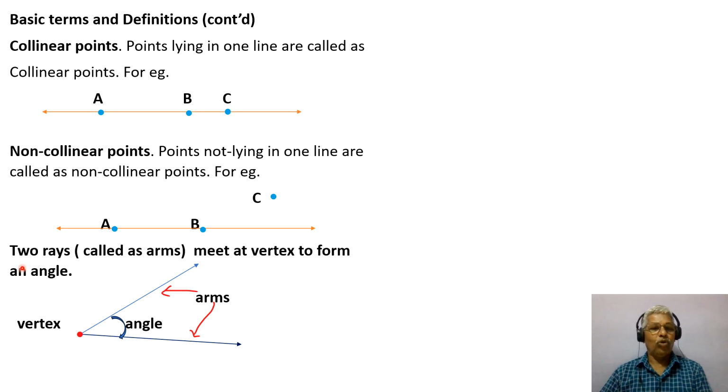Two rays, called arms. Look at this figure. These are the arms, which meet at a vertex. So this is called the vertex, to form an angle. So this sentence gives a definition of all three: vertex, angle, and arms. Two rays, called arms, meet at a vertex. So this is called the vertex, to form an angle. Very easy.